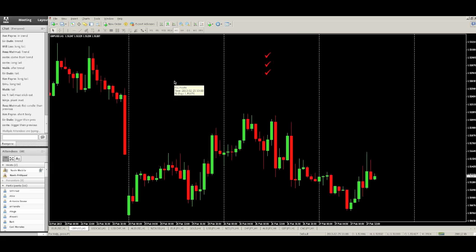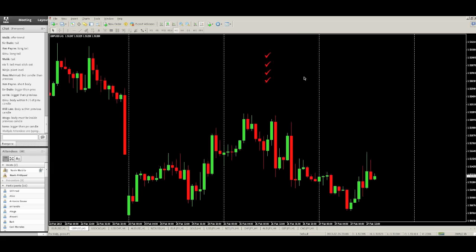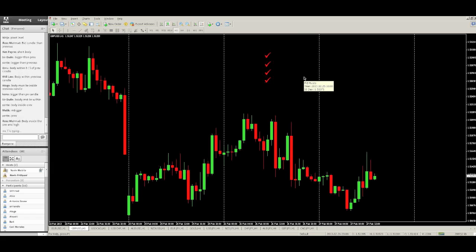Okay, the candle must be bigger than the previous candle. Correct. Final criteria, criteria number four. Body must be inside the previous what? Yes, inside the high and low of the previous candle. Okay, if any of these criteria are wrong, what do you do? Okay, you don't trade. If you have a doubt about the exhaustion candle, what do you do?